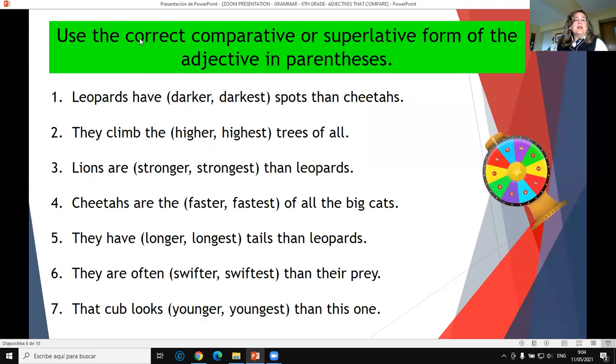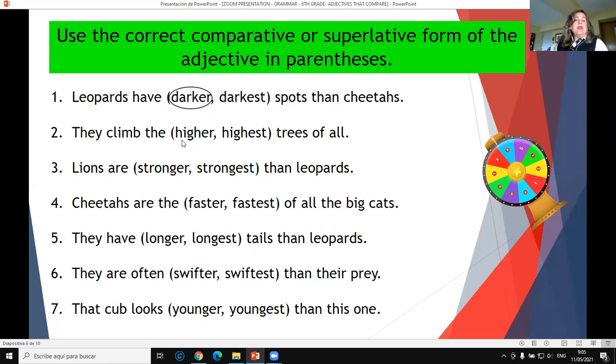Now, use the correct comparative or superlative form of the adjective in parentheses. So we need to choose from the parentheses the right form. Leopards have spots than cheetahs, and we have darker and darkest. We're comparing leopards to cheetahs, so we use the comparative form. Leopards have darker spots than cheetahs.